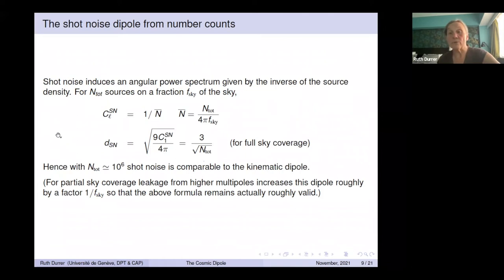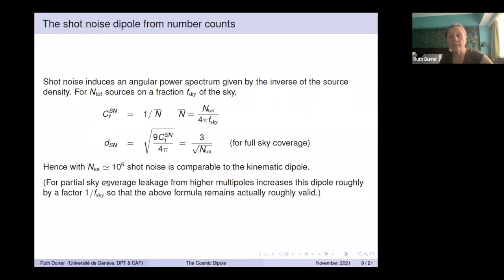Shot noise also induces an angular dipole. The shot noise power spectrum is simply the inverse of the number density of sources. So if you have N-total sources and the sky fraction f_sky, the number density of sources is given by N-total over 4 pi f_sky, and the shot noise dipole is just 1 over n bar. So if you have a full sky, you expect a dipole from shot noise, which is 3 over square root N-total.